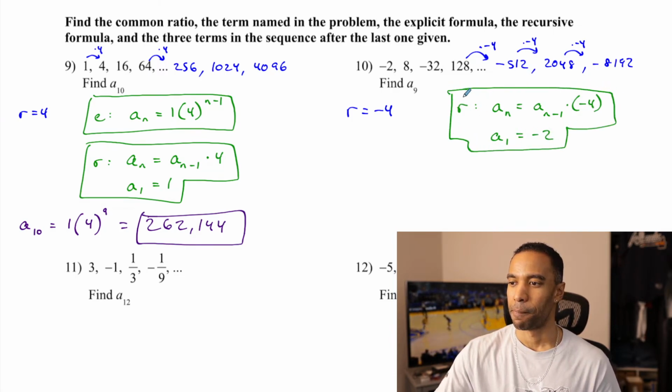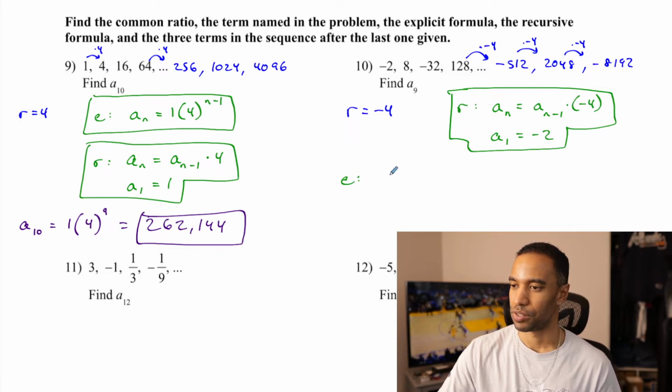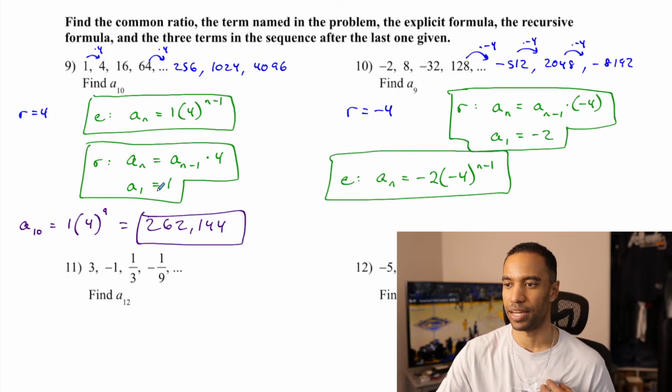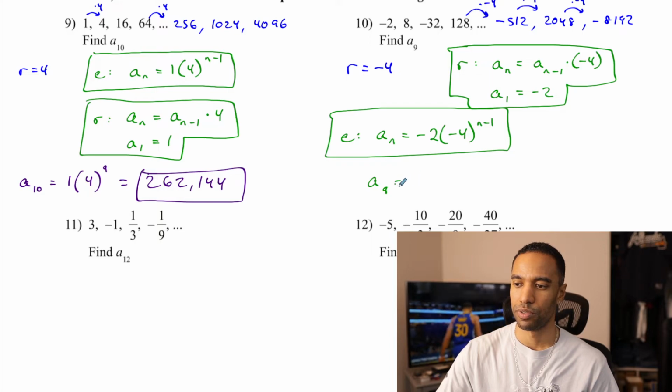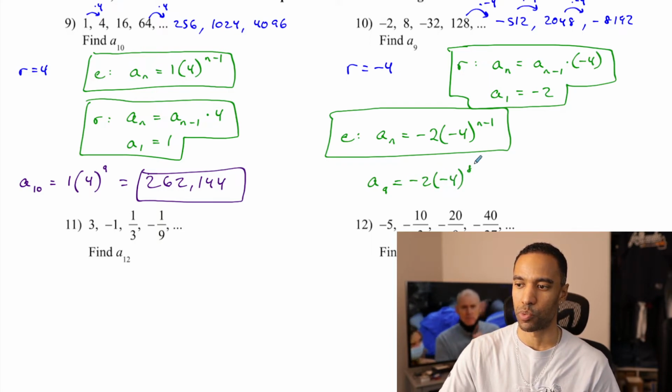All right, there's that. The explicit form of this one here is a sub n equals, starting from the first term, negative 2, multiplying by negative 4 n minus 1 times. And let's show that in a sub 9. A sub 9 is negative 2 times negative 4 raised to the 9 minus 1, the 8th power.